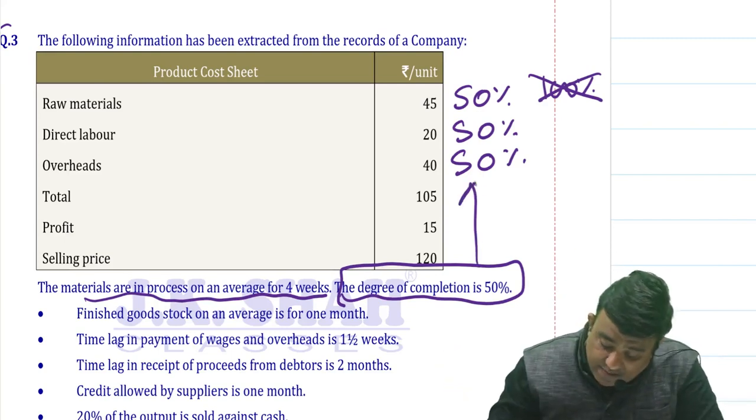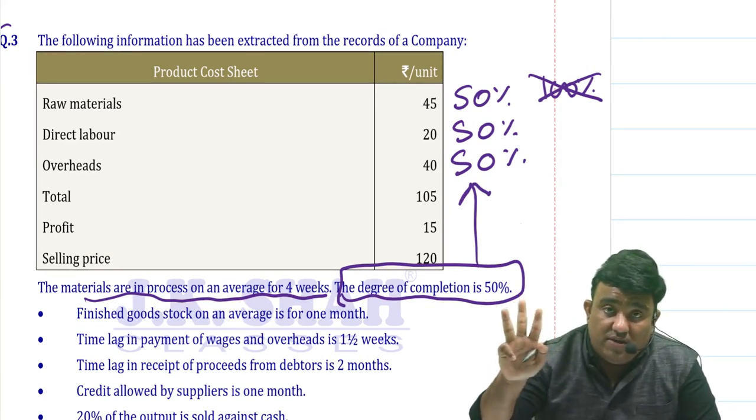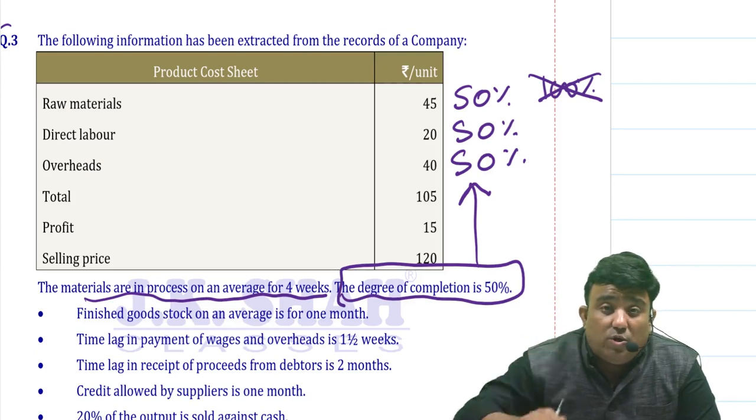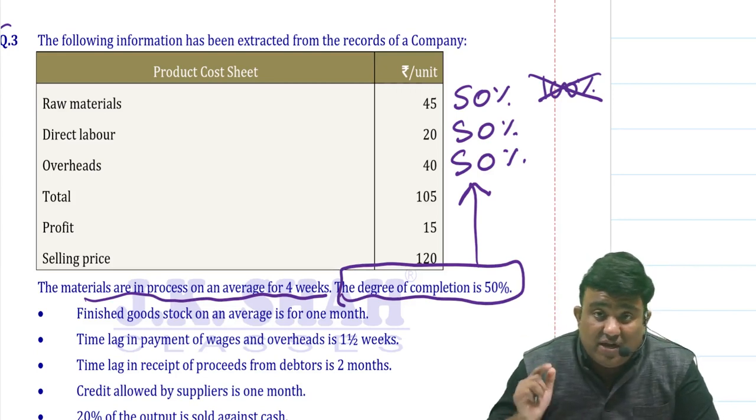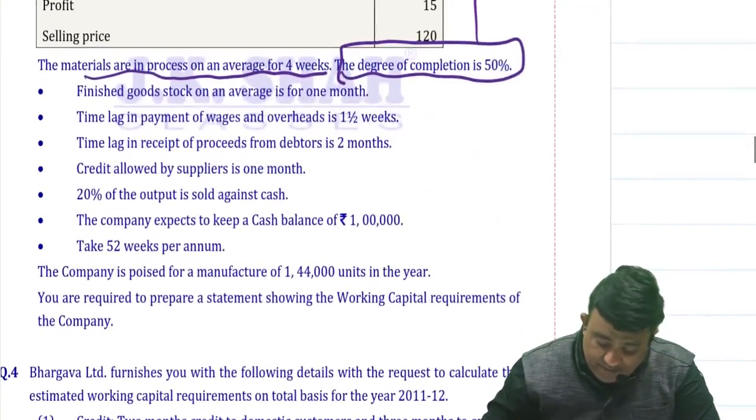Here they said completion stage 50%, matlab it is 50% for material, wages and overhead, all the three. Student, please don't commit mistake here. The technical point, it is everything is 50%. Rest everything is normal example.